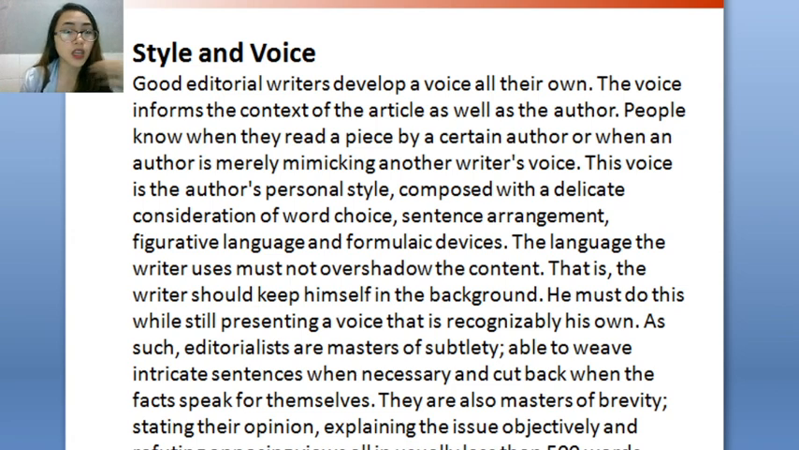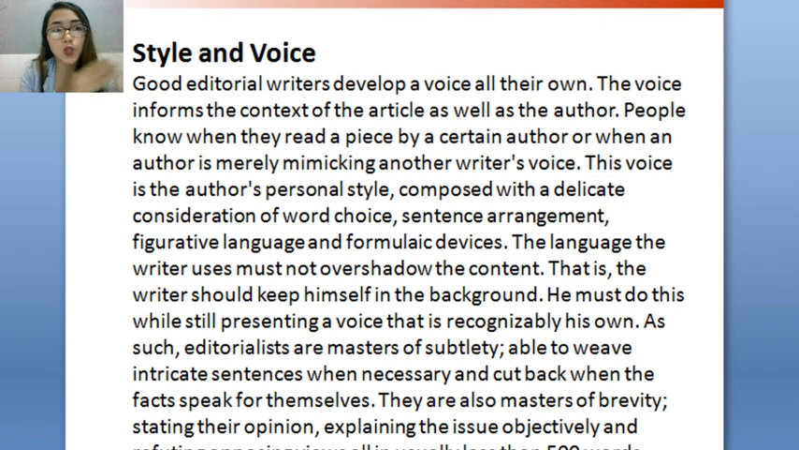The voice actually informs the context of the article as well as the author. People know when they read a piece by a certain author or when an author is merely mimicking another writer's voice. So be careful tayo dapat. We should have our own voice. And this voice is the author's personal style composed with a delicate consideration of word choice.